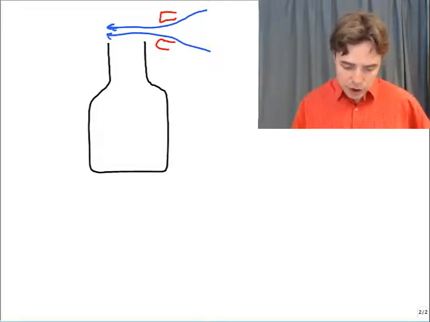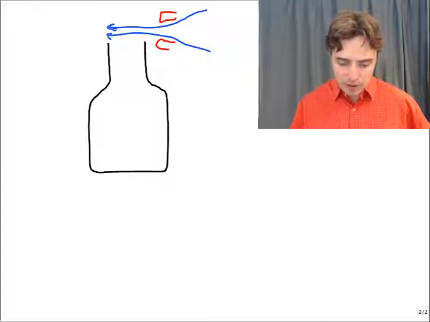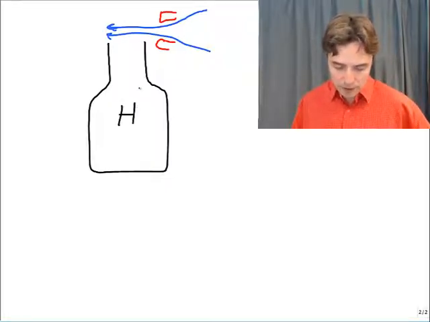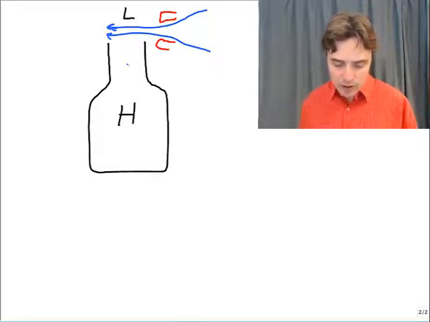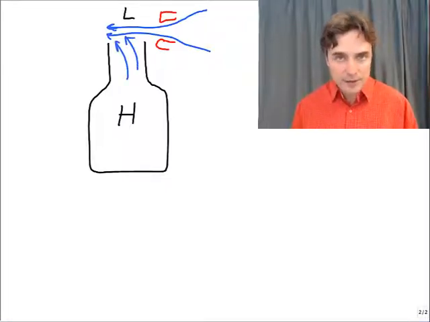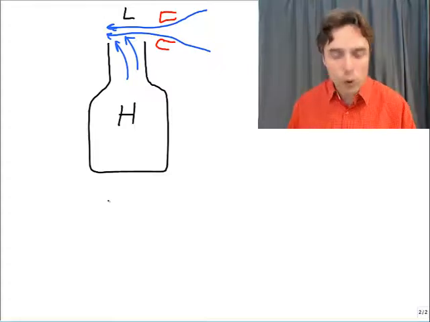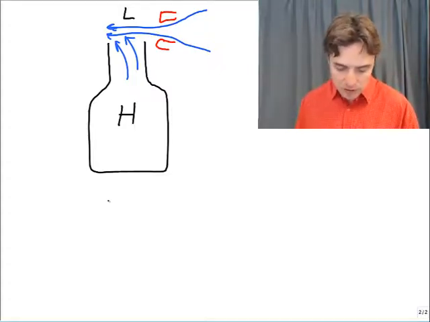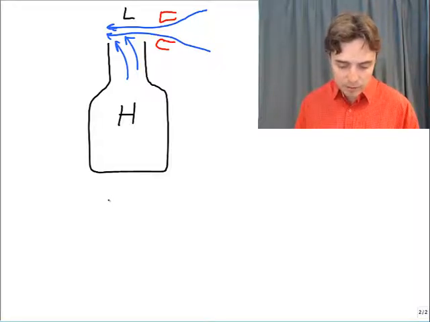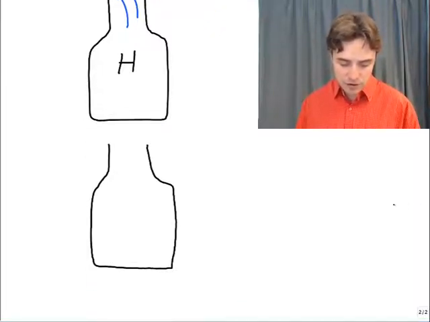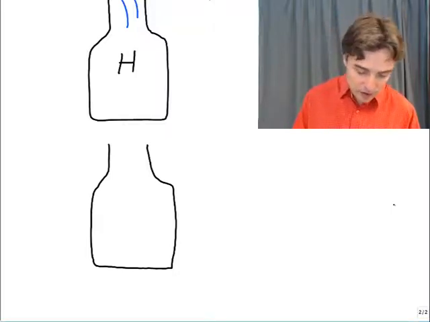So we can draw a little H for high pressure inside the bottle and L for low pressure outside the top. And what happens next is that the pressure difference causes the air to be pushed out of the bottle and join the flow of moving air. But this flow of air out of the bottle has its own inertia, which causes it to overshoot equilibrium. So as it flows, it empties the bottle a bit, reducing the pressure in the bottle until the pressure difference is reversed. So we can draw the new situation as H outside the top and L inside the bottle.